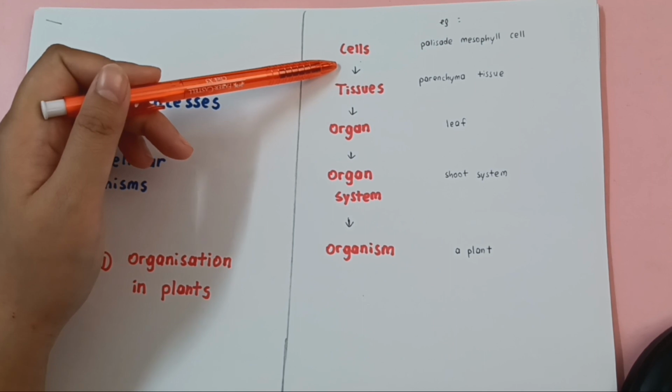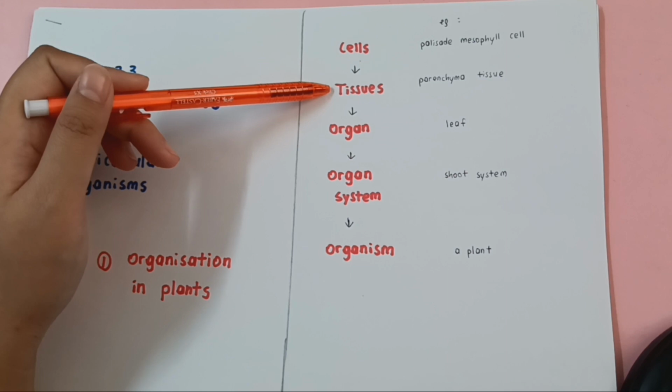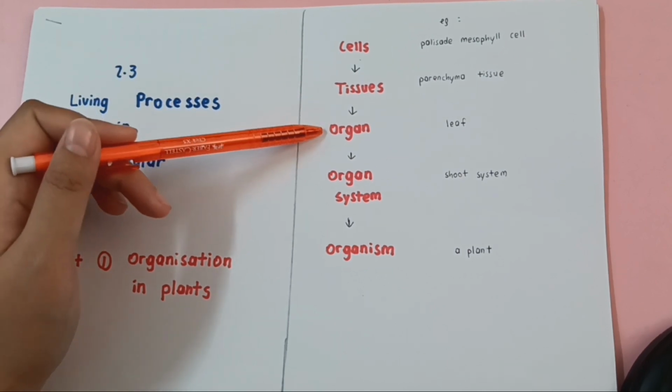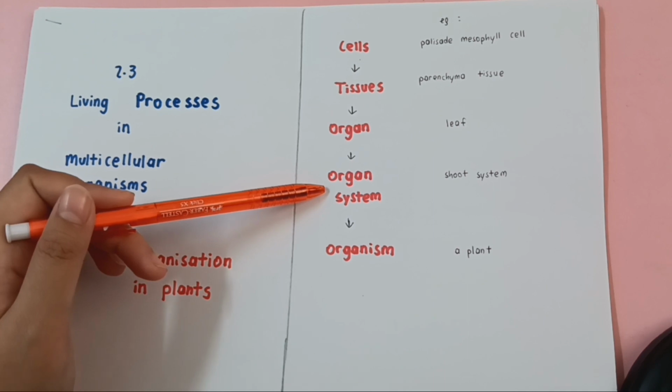A group of similar cells combine together to form a tissue, and then a group of different kinds of tissue combine together to form an organ. More than one organ combine together to form a system. More than one system combine together to form an organism.